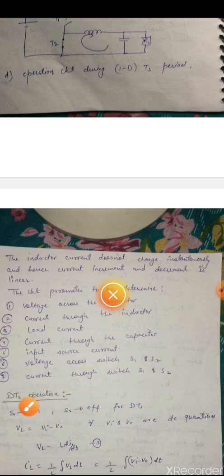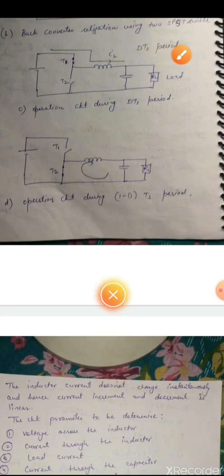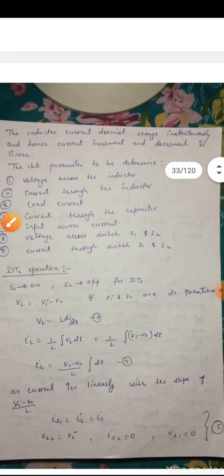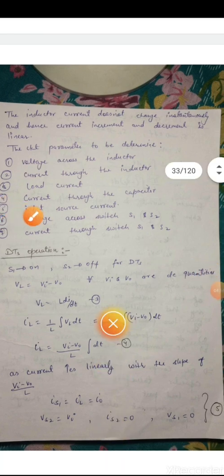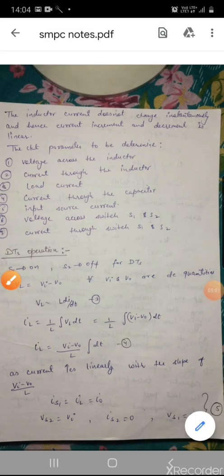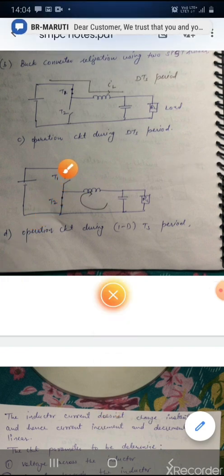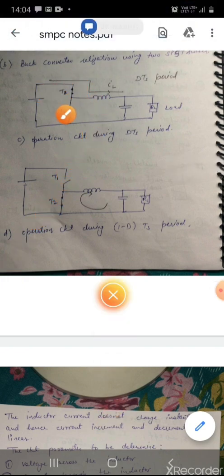So the first mode of operation is DTS. I already told you the first mode of operation is the DTS period. In the first mode of operation, switch S1 is on and switch S2 is off. So we have seen it. Switch S1 is on, S2 is off, and the inductor is getting charged.